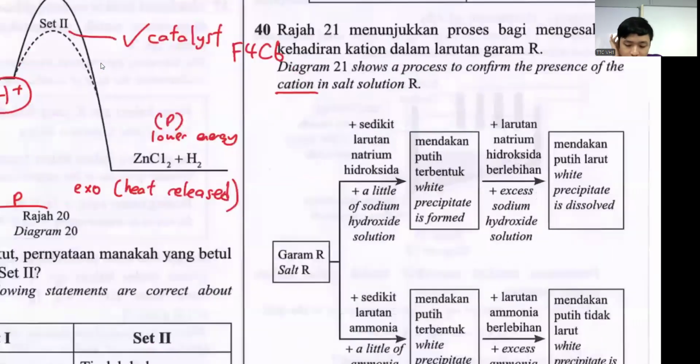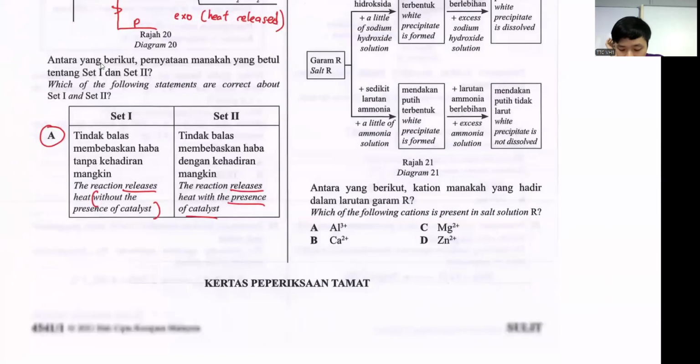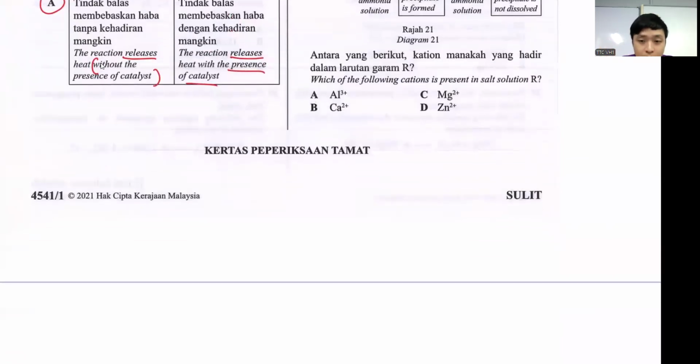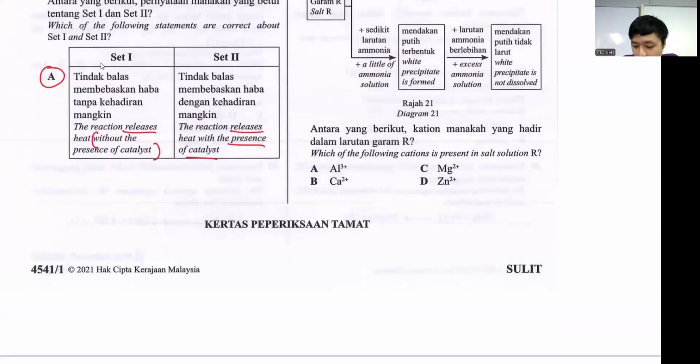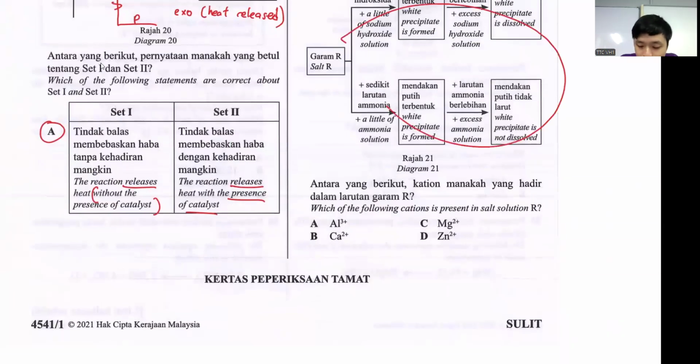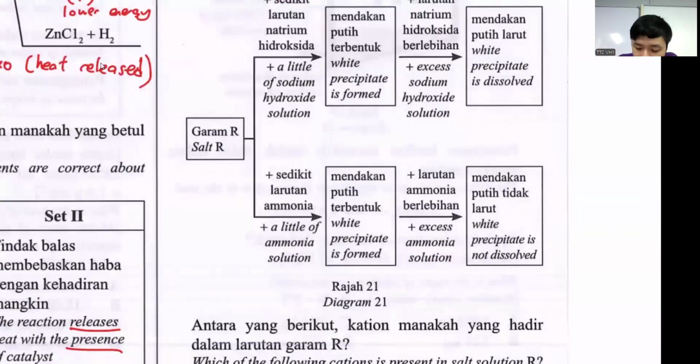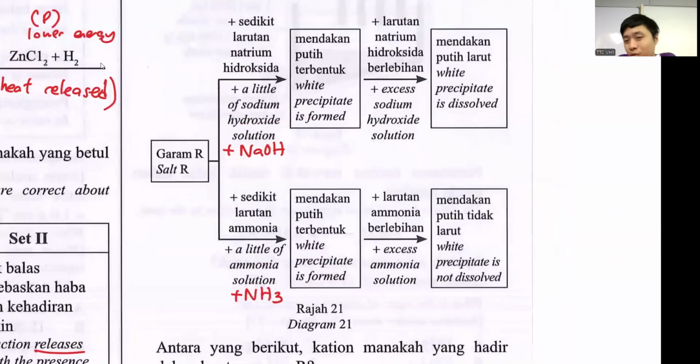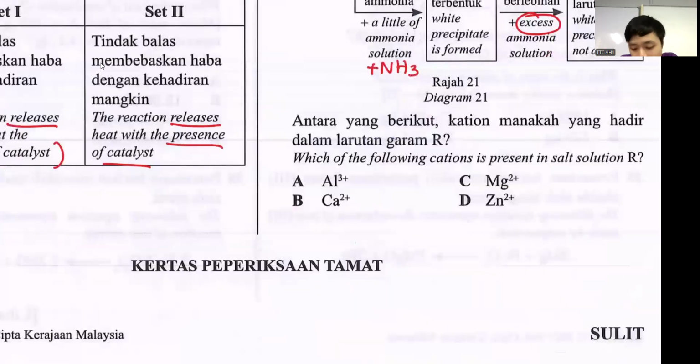So this one is ZCM confirmation. I teach you a shortcut. This one looks confusing, I know. One they add NaOH, sodium hydroxide. The other one they add ammonia. Then you get a lot of results. Then you add some more excess. It might be very confusing, but I teach you a shortcut.